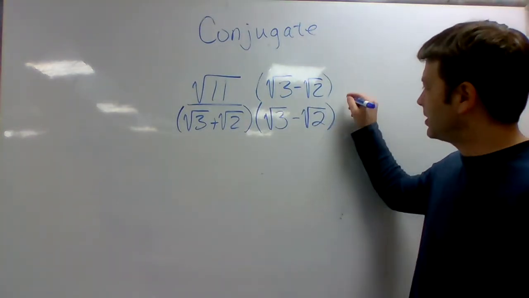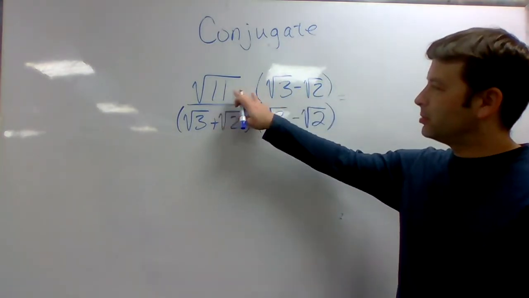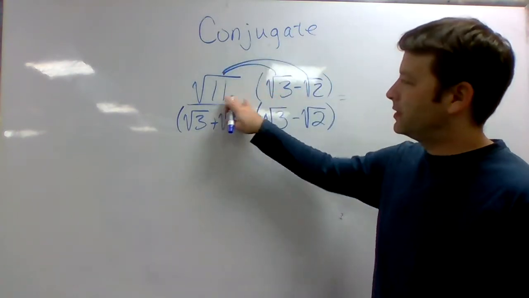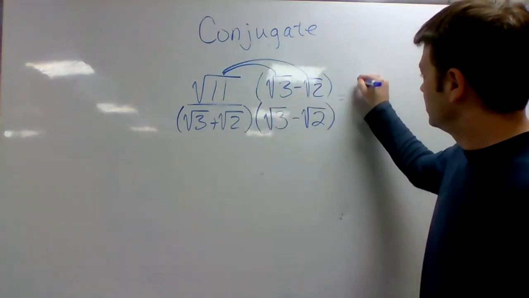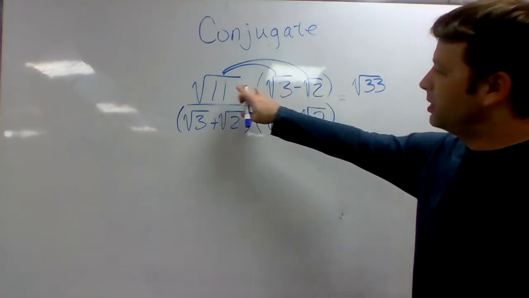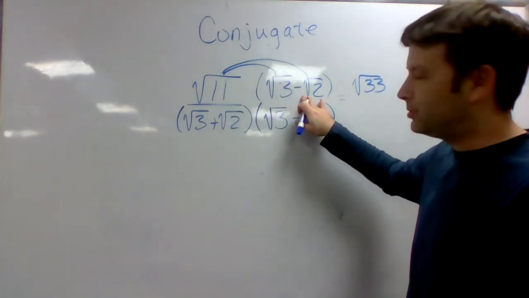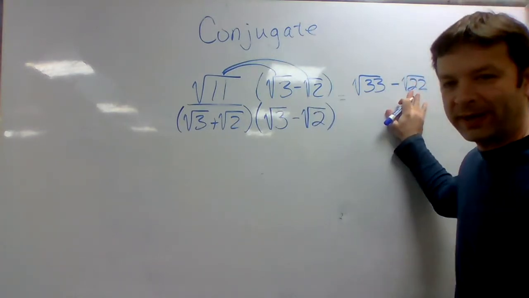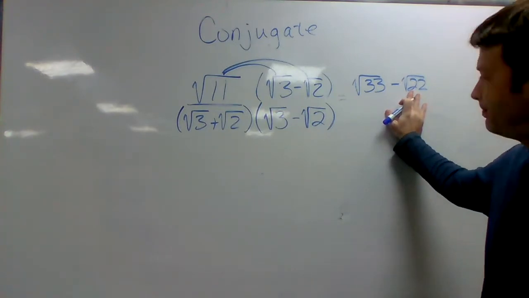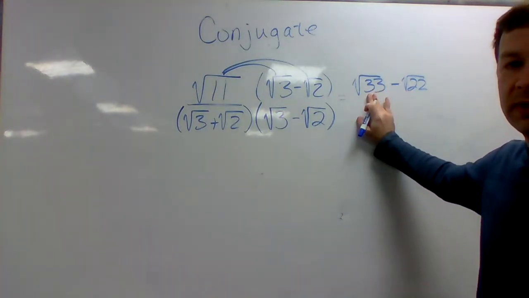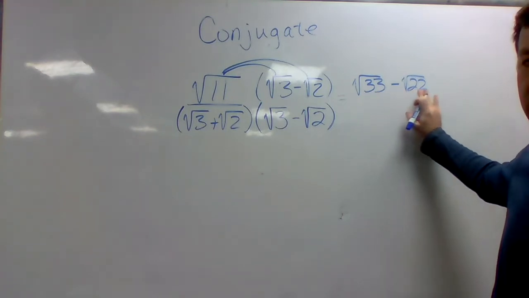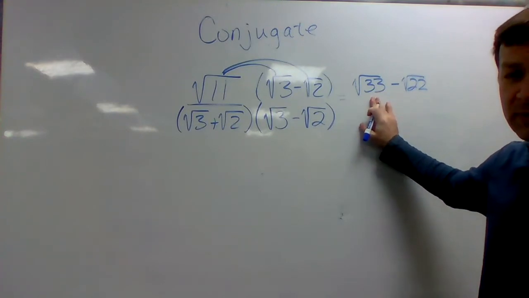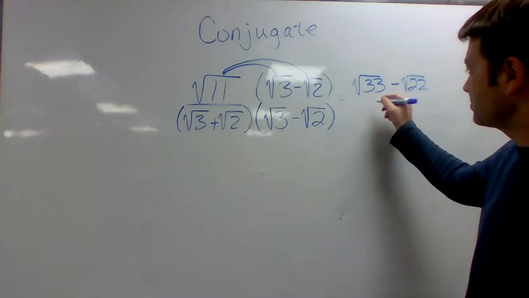Let's do the top again, I guess. So we're doing square root of 11 times all of this. So really this is the distributive property. What's square root of 11 times square root of 3? Square root of 33. What's square root of 11 times minus square root of 2? Minus square root of 22. Are those going to simplify? No, they won't. Square root of 33 is 3 times 11, that's not going to do anything. That's 2 times 11. And also they don't go together. They're two different types of square roots, so they're not going to mix.